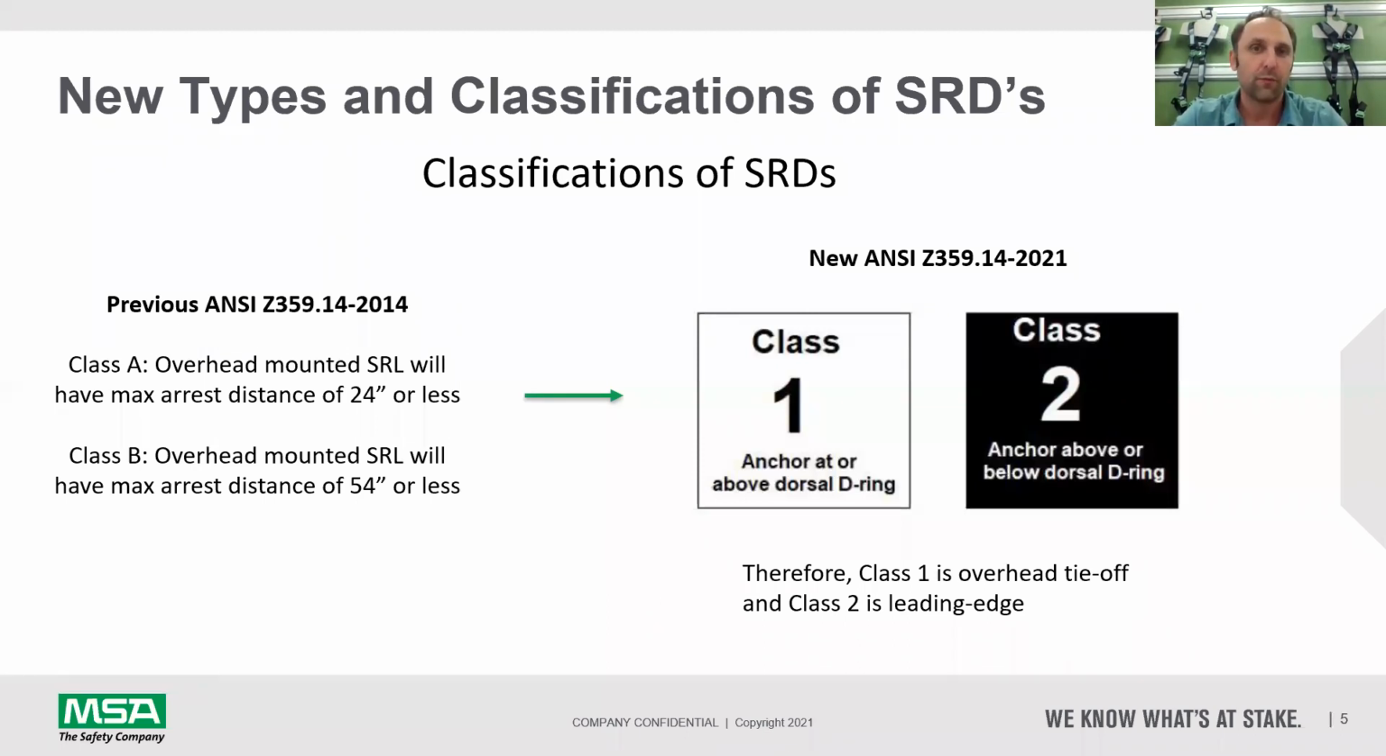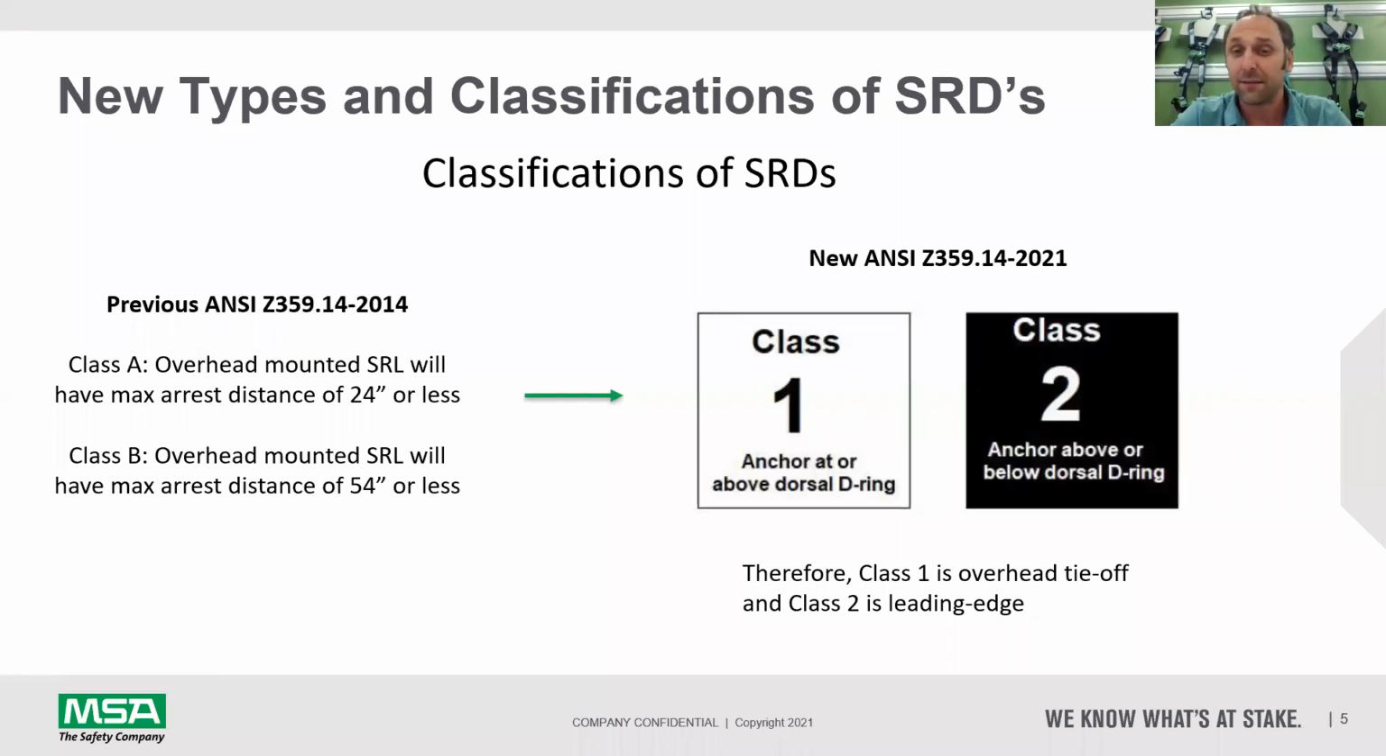So going forward, when products are marked to the new ANSI standard, you should see now a large Class 1 or Class 2 label on the product in a very easy to find place. And Class 1 means it's a standard SRL, an overhead only SRL. Class 2 means it's leading edge.